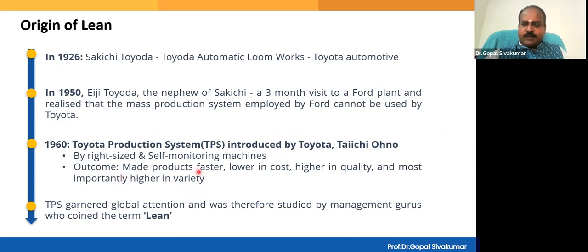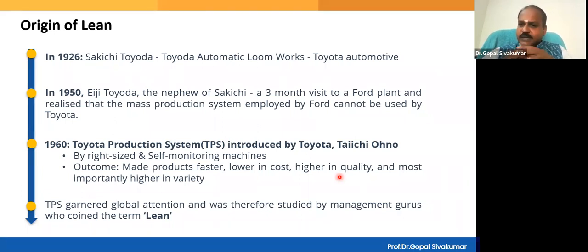See here, the outcome: they are able to produce faster. They are able to reduce the operating cost, and they are able to achieve best-in-class quality. Moreover, they were able to produce different varieties within the same plant. That's another beauty. Same plant, different types of products are possible.